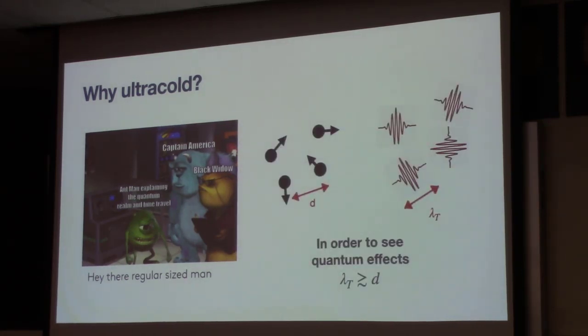So the question is, in order to see the quantum mechanical effects, we need to go very cold. And if d is the average spacing between different atoms, what we need to do is cool down so this quantity, the de Broglie wavelength, is of the order of the spacing, in such a way that we see the wave-like behavior of the particles we have.